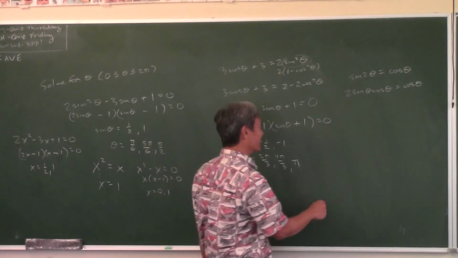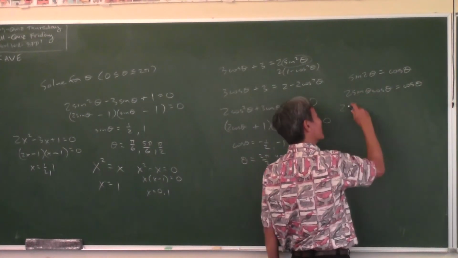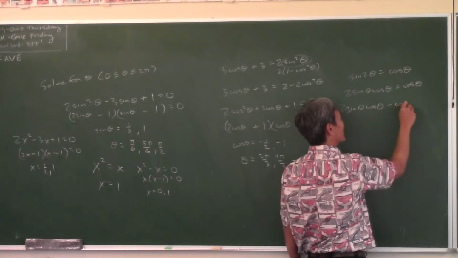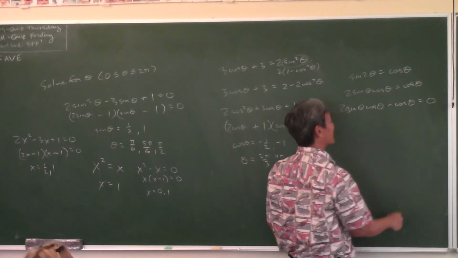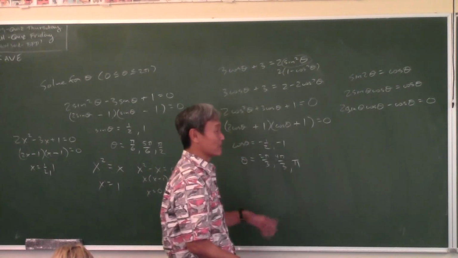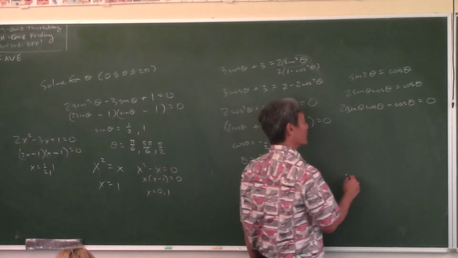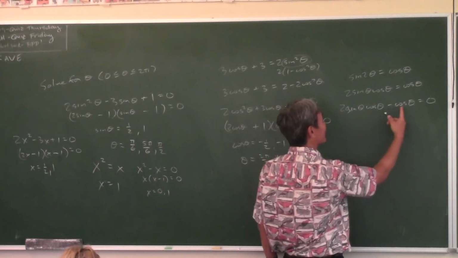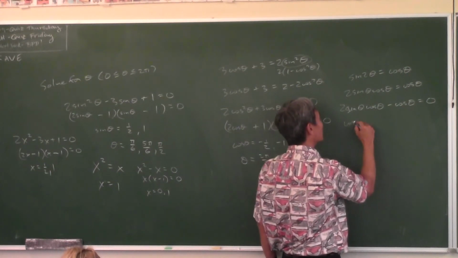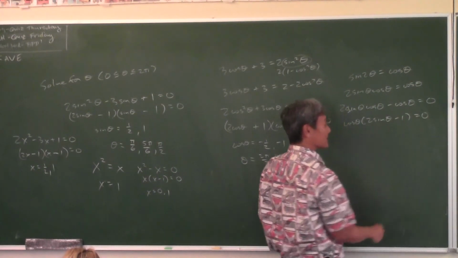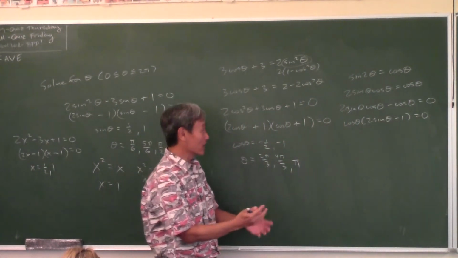So what do you do then? You bring it over, you make one side 0, like this. Anytime you're solving an equation, if you don't know what to do, just make one side 0, and you'll be going in the right direction. And then what do you do? You factor it. What can be factored out from both of these? Cosine theta times 2 sine theta minus 1. See, now we got it into something we can work with.